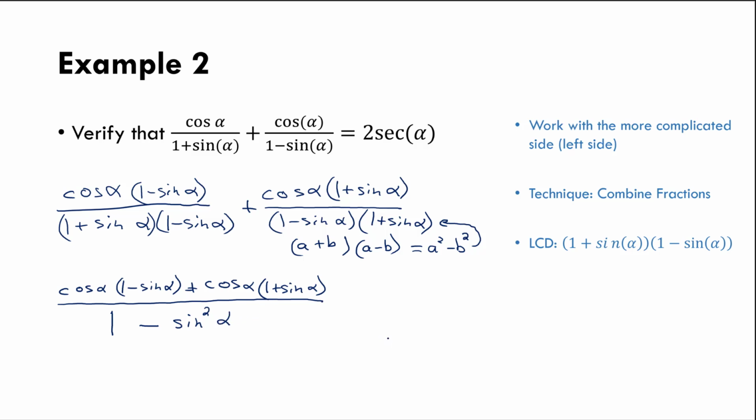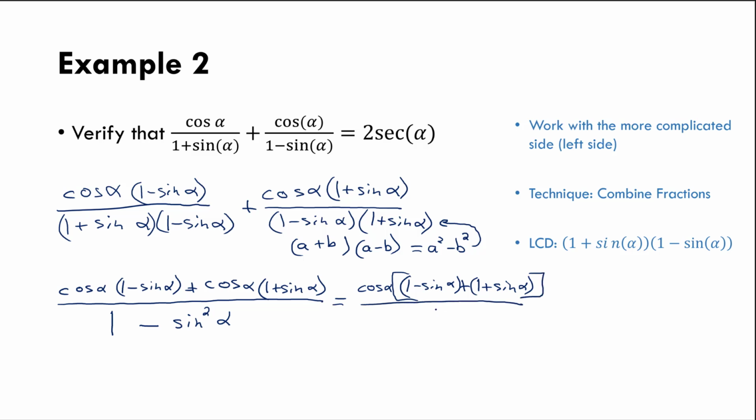Minus sine squared alpha there, okay? Now we can take a look and ask, what can I factor out of the top? I can factor out cosine of alpha, so I'm going to have cosine alpha times 1 minus sine alpha plus 1 plus sine alpha. That's what my whole numerator is going to be.